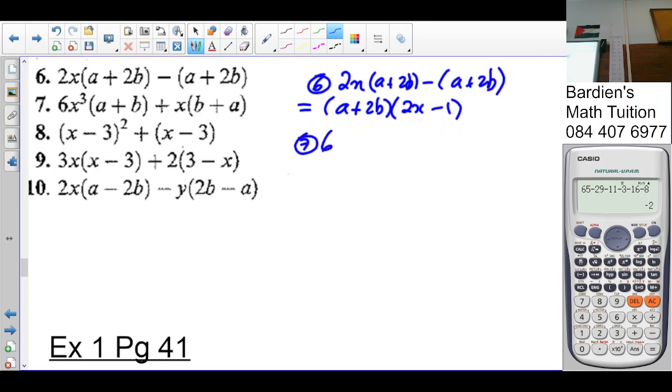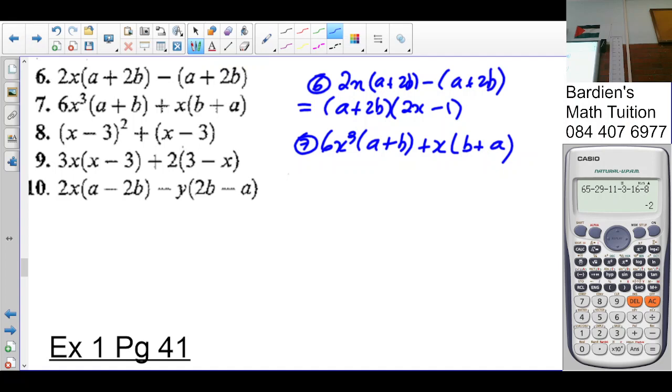Look at number 7. We got 6x cubed into a plus b plus x and b plus a. People, is a plus b the same as b plus a? So let's put it to test. What is 2 plus 3? 5. 3 plus 2? 5. So a plus b is the same as b plus a. So if you're looking at a minus b, 2 minus 3 is negative 1. And 3 minus 2 is 1. That is why they're not the same.